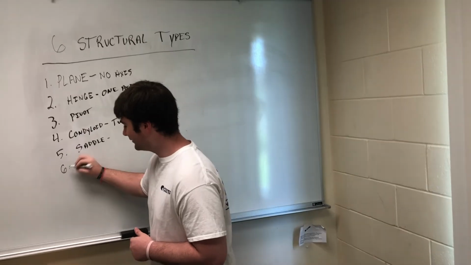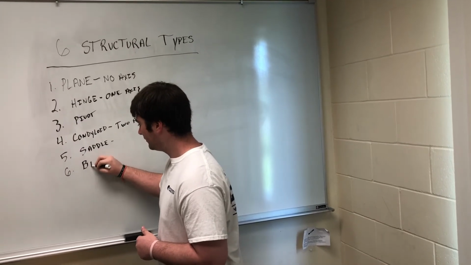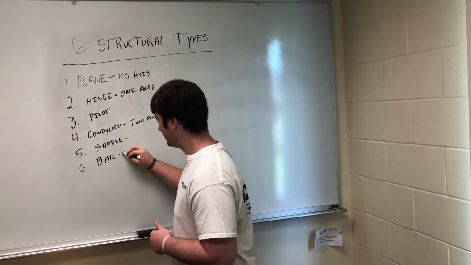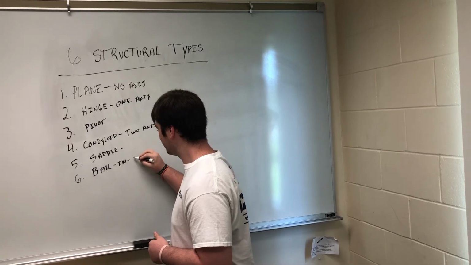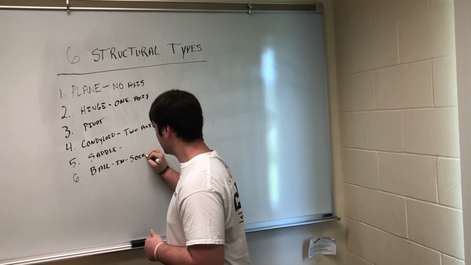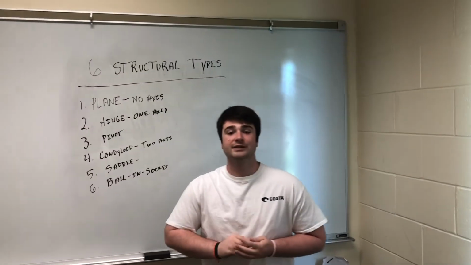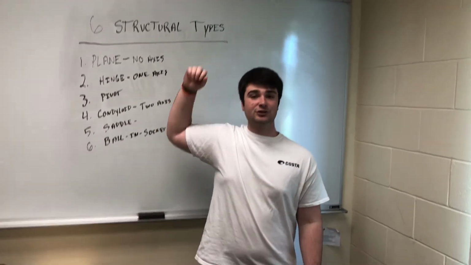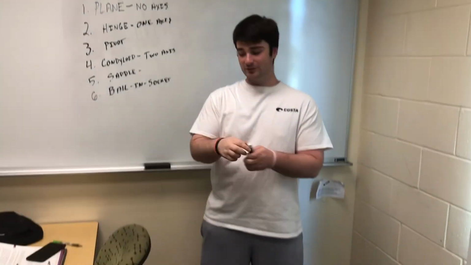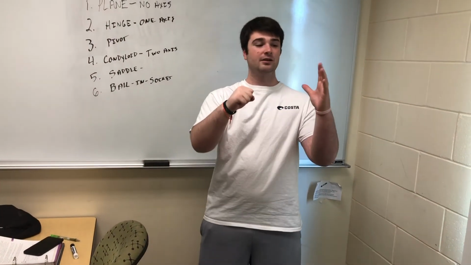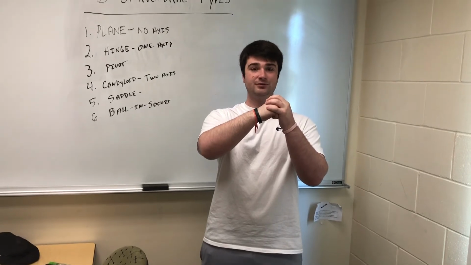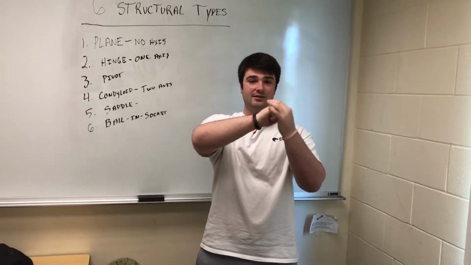Next one and the last one we have is the ball and socket. This one is multi-axis and is in the shoulder. The shoulder, you think of the shoulder bone as a ball and connected to the joint capsule, and it moves around in there.